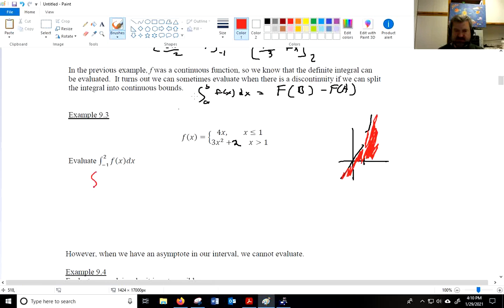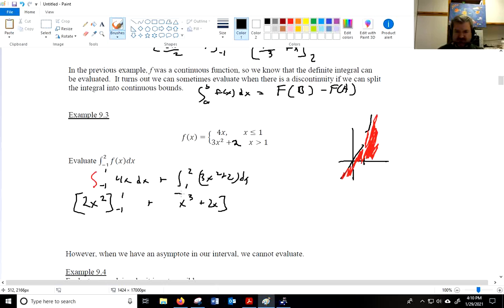We'll have to split it up, from -1 to 1, in which case we'll use 4x dx. And then we're going to add 1 to 2. In this case, we'll use 3x squared plus 2 dx. Okay, so this ends up becoming 4x squared over 2, which is 2x squared, from -1 to 1. And this ends up becoming x cubed plus 2x from 1 to 2.